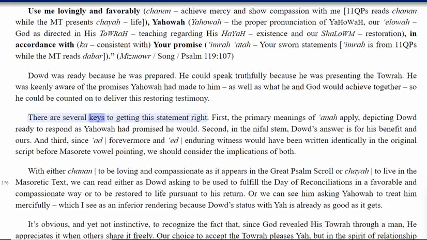There are several keys to getting this statement right. First, the primary meanings of Anani, depicting Dowd ready to respond as Yahowah had promised he would. Second, in the Nephal stem, Dowd's answer is for his benefit and ours. And third, since Ad, forevermore, and Ed, enduring witness, would have been written identically in the original script before Masoretic vowel pointing, we should consider the implications of both.